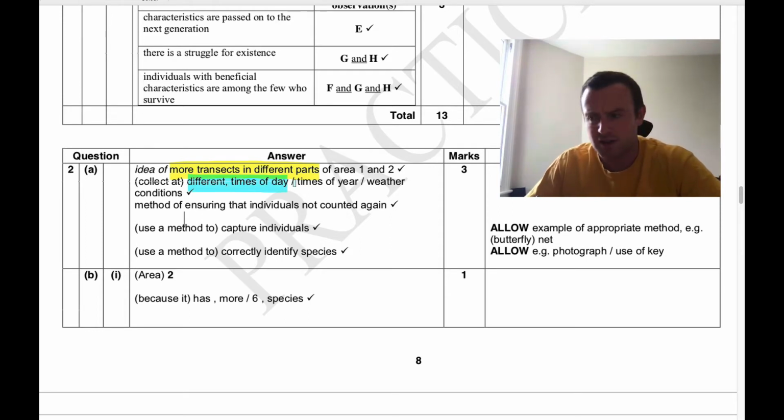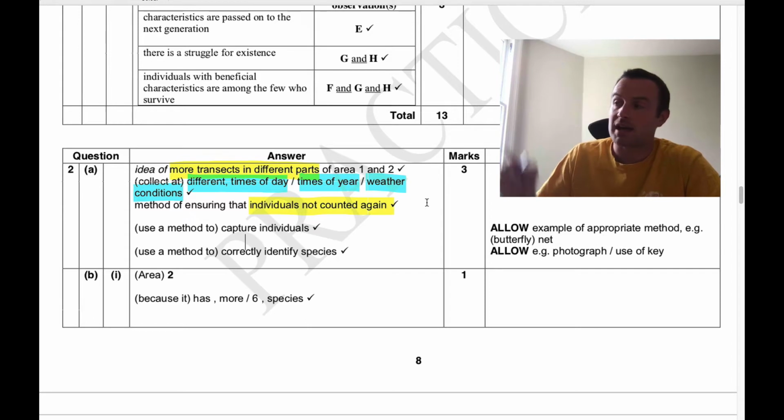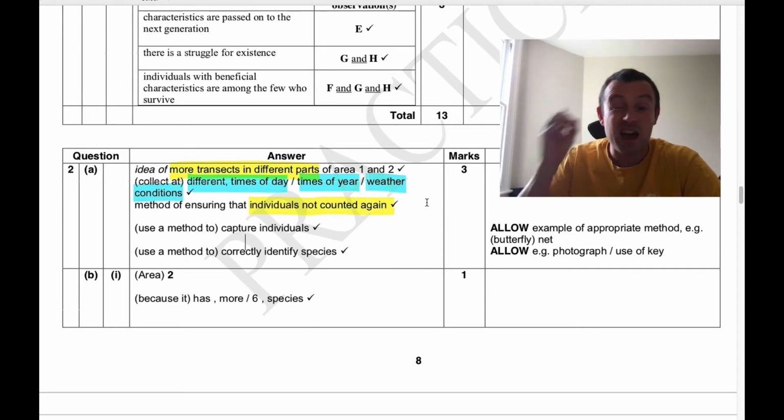Maybe some butterflies are only visible at night, or in the evening, potentially. Different times of year, because we only looked in June, so these are all ideas to do with the variability of the day. Then there's this idea of a method to ensure that individuals are not counted again, because you're walking along, you might count the same butterfly 3 times, and that's not fair.